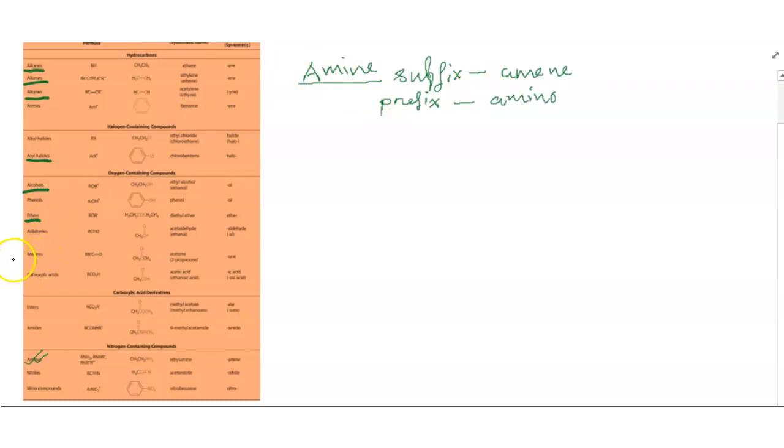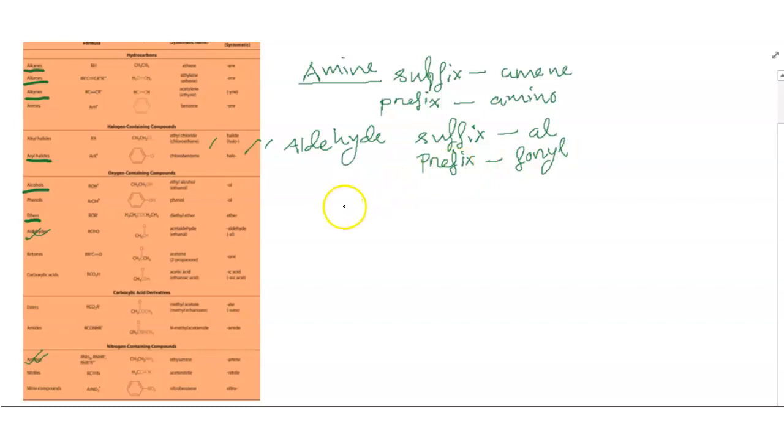And now I will discuss aldehyde. Here is the aldehyde group. The aldehyde group suffix is al, and the prefix is formyl. And the next group is ketone. I say ketone is very important. Ketone suffix is one and prefix is keto.